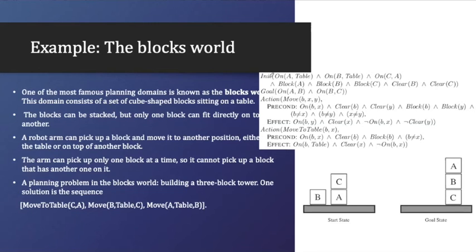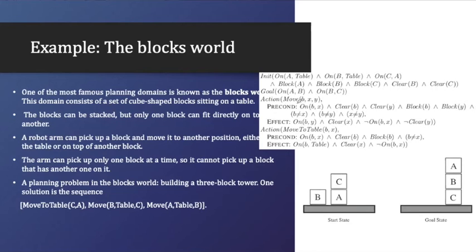Now the initial state is that C is on A, B is on the table, and A is also on the table. We all know that A is a block, B is a block, C is a block. C is clear, meaning the top of C has nothing. B is also clear because the top of B has nothing. We have to move. We have two actions: one is Move, and the other is MoveToTable.